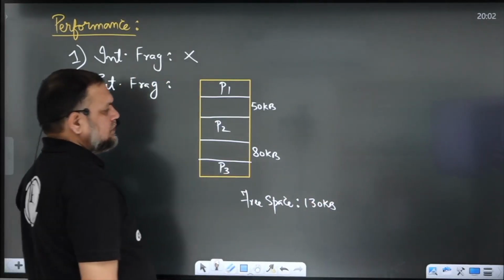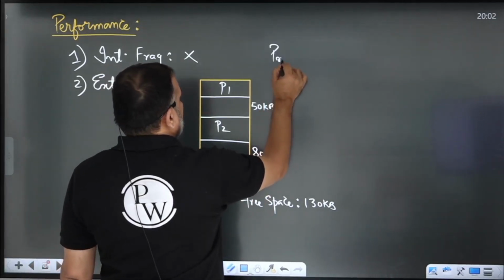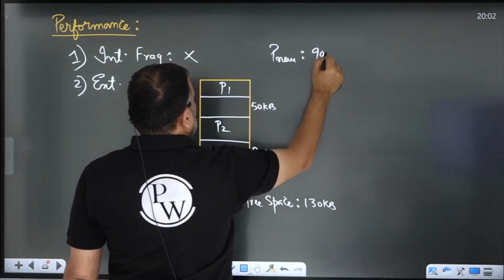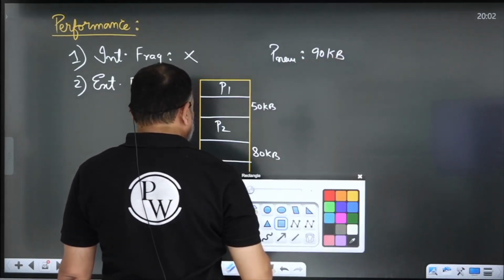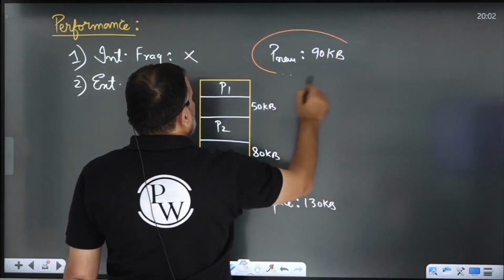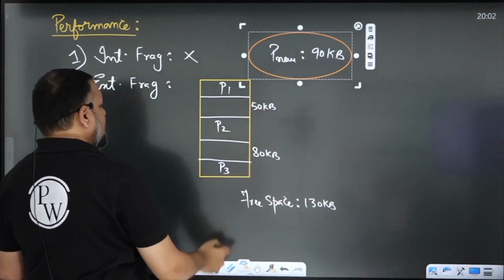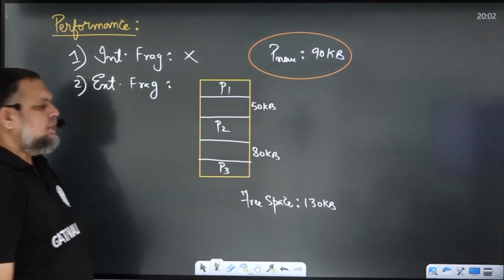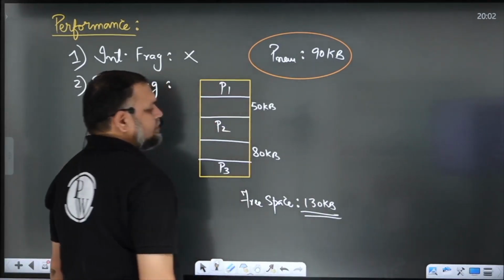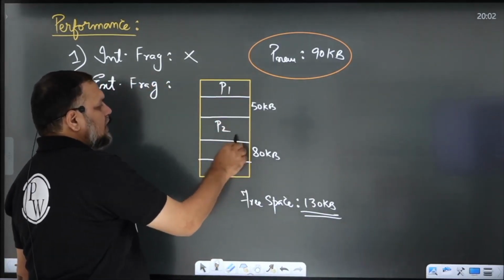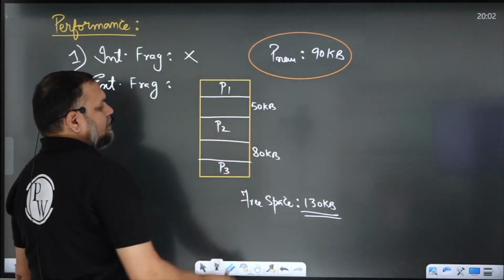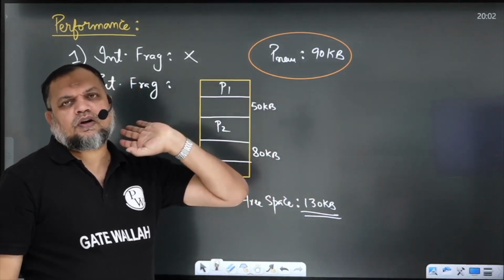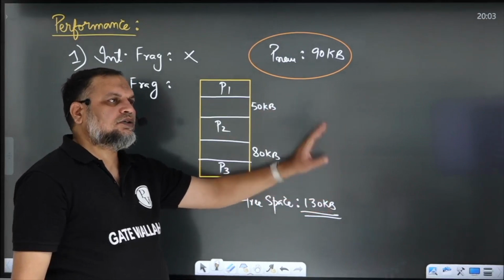Now suppose I get a new process of size 90K. Is it possible to place this new process of 90 KB here? No, we cannot, even though we have sufficient 130 KB of memory. It is outside the partitions. We cannot place 90 KB. So don't you agree that 130 KB of memory space is going to waste? Even though I have sufficient space, it is going waste.